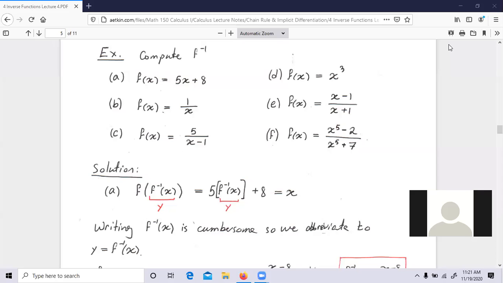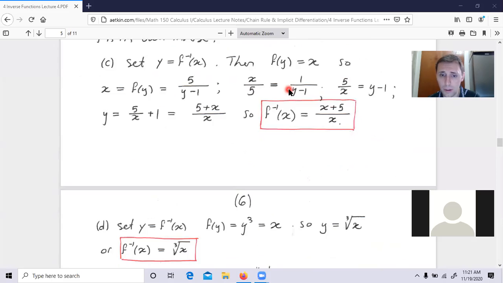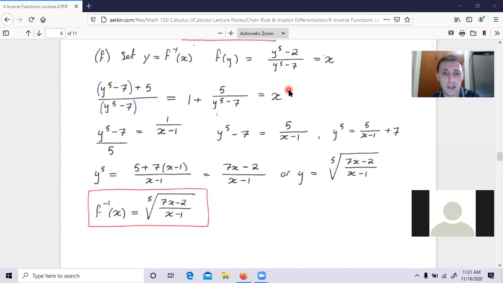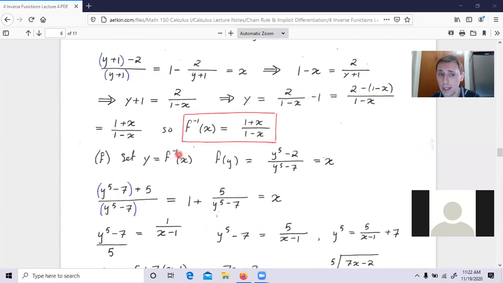Somebody managed to escape us. Okay, so let's solve this question and move on to better and more interesting things. So here is the situation. Again, you set y equal to the inverse. Plug the inverse, you get y to the 5 minus 2 over y to the 5 minus 7. And because it's the inverse, you get the initial input x.